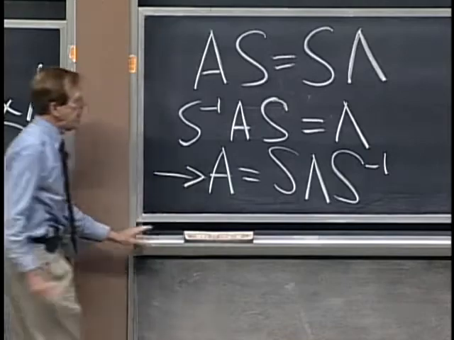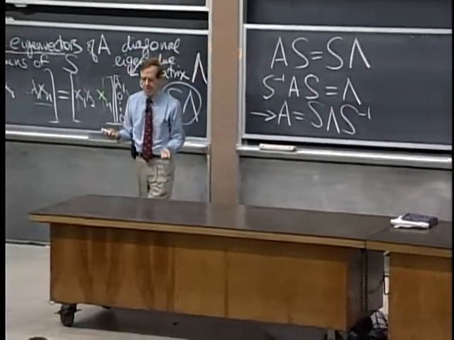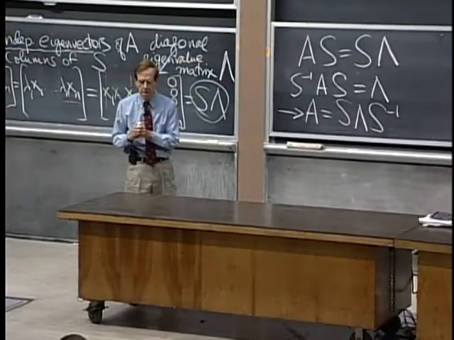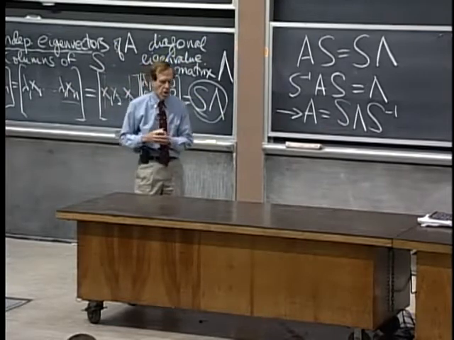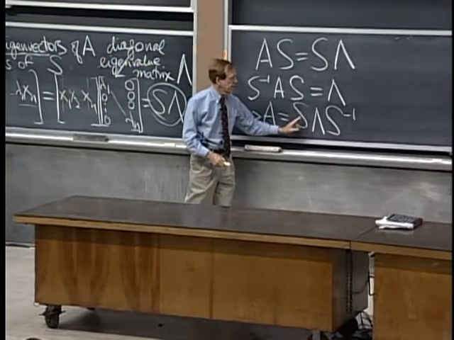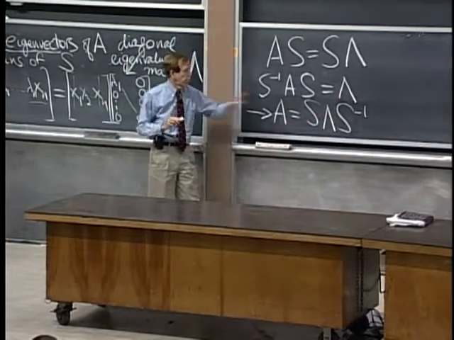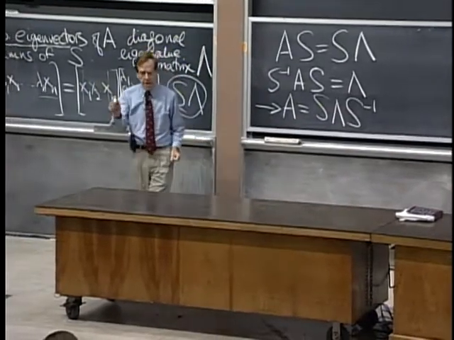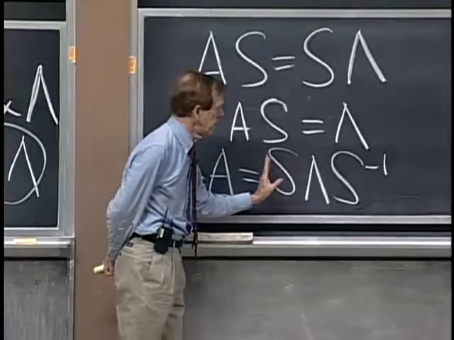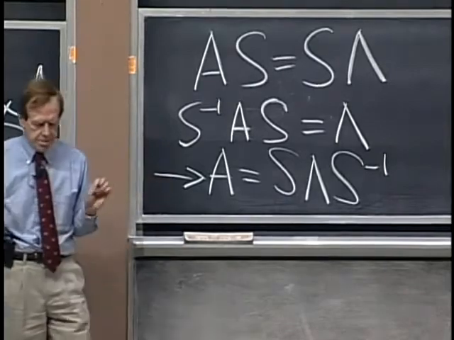A is S lambda S inverse. So that's the new factorization. That's the replacement for LU from elimination, or QR from Gram-Schmidt. Notice that it's a matrix times a diagonal matrix times the inverse of the first one. That's the combination that we'll see throughout this chapter, this combination with an S and an S inverse. Okay, can I just begin to use that?